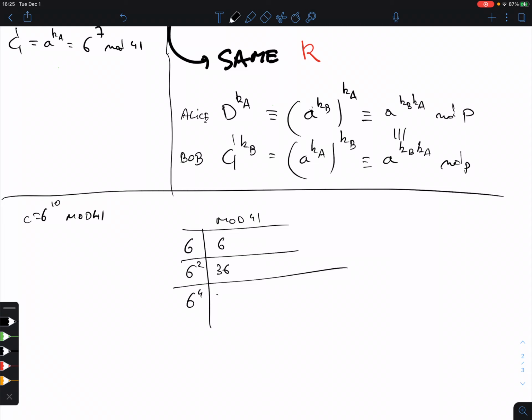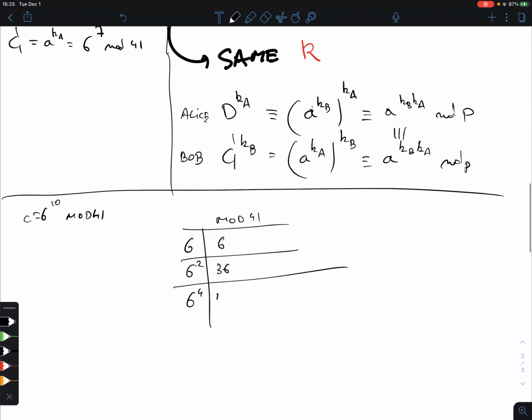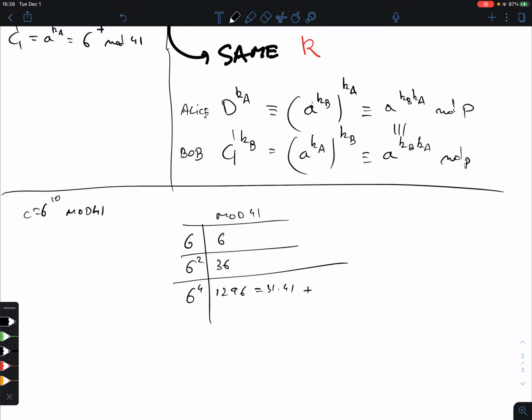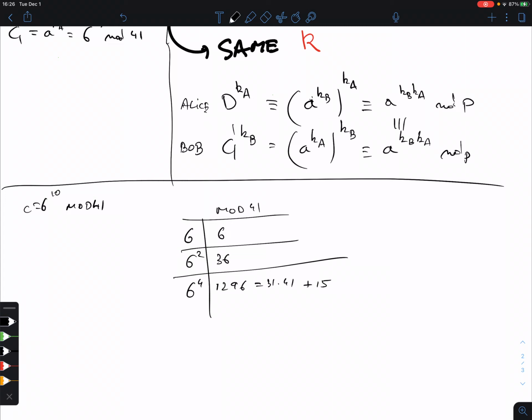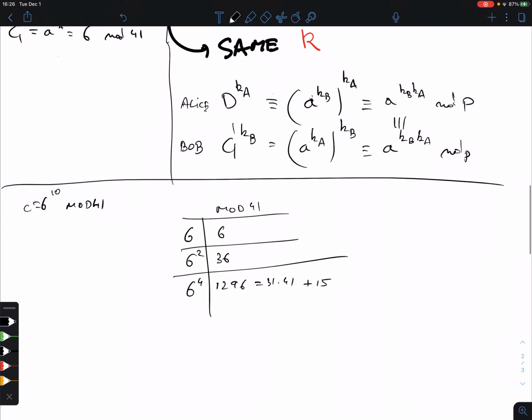Oh, okay, got it. So 36 squared, that is 1296. Divided by 41, that is 31 times 41, 1271, so plus 15, it seems. No, sorry, 25. Let me do this, I don't want to make mistakes. Yeah, 25. Okay, so right.